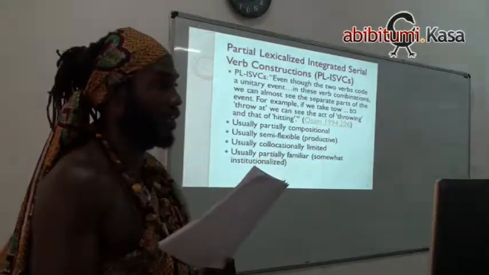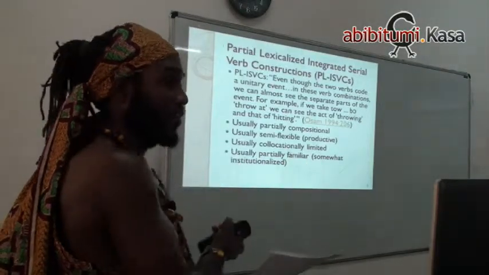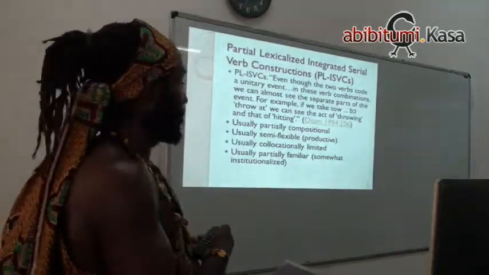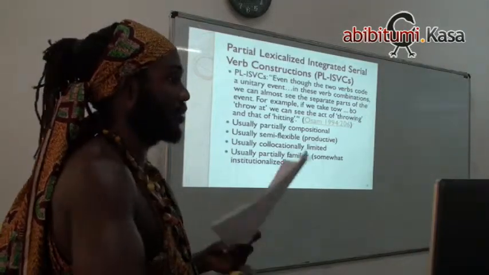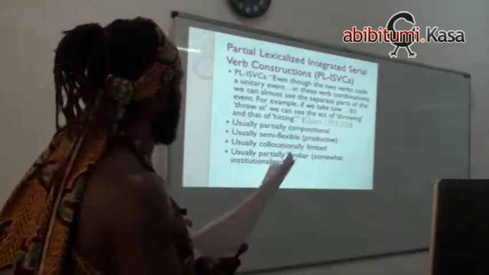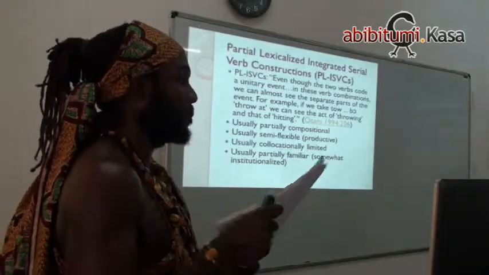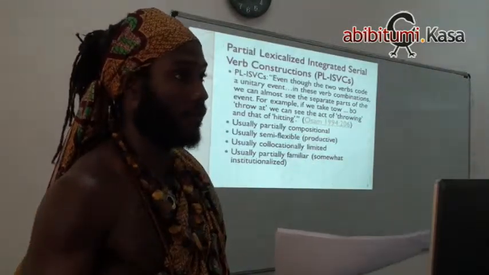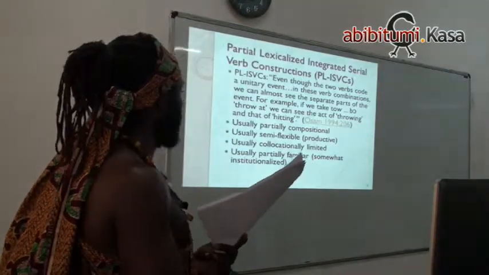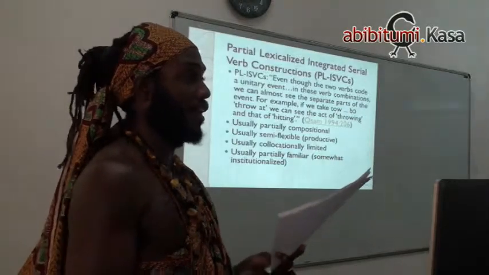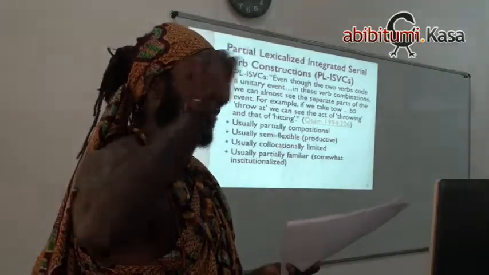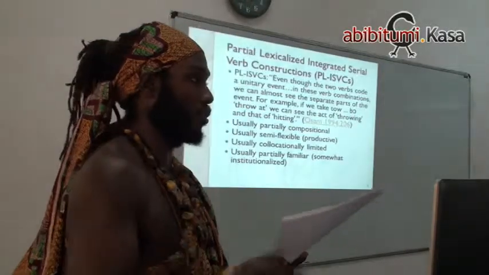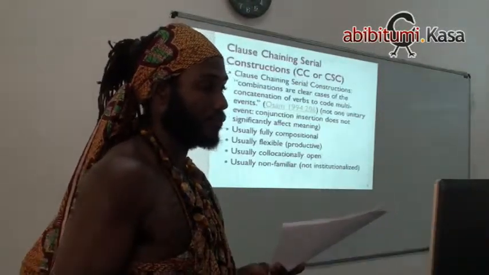They're also usually partially compositional, that you can look at the to and it still retains its meaning in the overall construction. You can look at the bo, it still retains its meaning, as opposed to a GD type of thing. That's also usually semi-flexible in the sense of being subject to reduplication and other morphological processes. Usually collocationally limited. It may not be as frozen as the fully lexicalized, but it may allow for some other forms. And we'll come back to that point. Also, they're usually partially familiar, somewhat institutionalized in the sense of to and bo. That's something that lets you know that something was thrown and something was struck, as opposed to something else. So it's very familiar in the community.